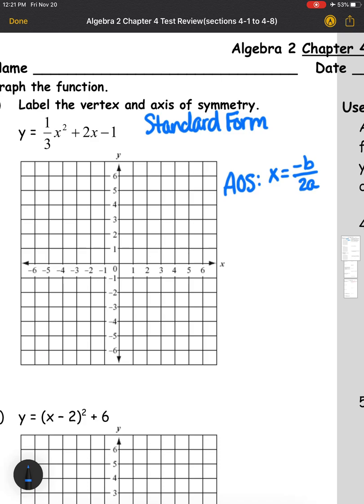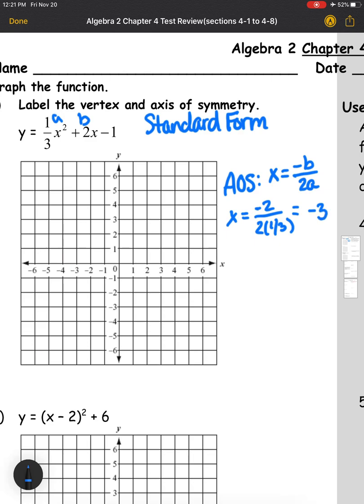So I need to first pick out what a and b are, right? So a in this case is 1/3 and b is 2. I'm just going to plug those into that little formula. So negative b, or negative 2, over 2 times a, or 1/3. If you do that in your calculator, negative 2 divided by 2 times 1/3 is actually negative 3. So you have to be careful on that one, okay?